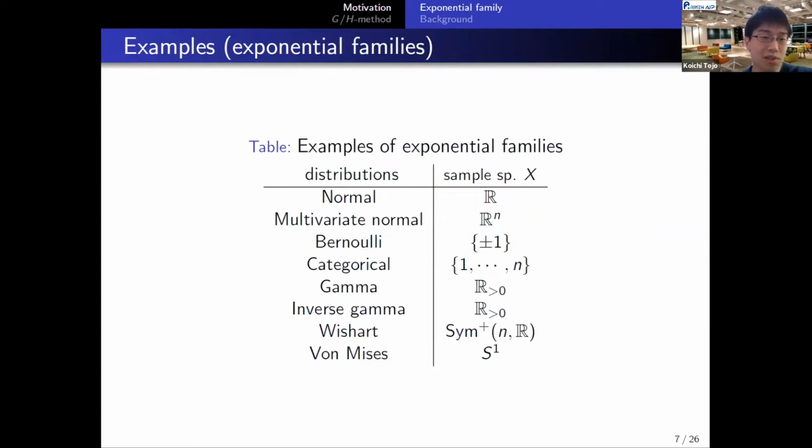These are examples of exponential families. Exponential families include normal distributions, Bernoulli distributions, gamma distributions, Wishart distributions, von Mises distributions, and so on. Categorical distribution is a generalization of Bernoulli distribution, and Wishart distribution can be regarded as a generalization of gamma distribution. Von Mises distribution is well studied in the field of directional statistics.